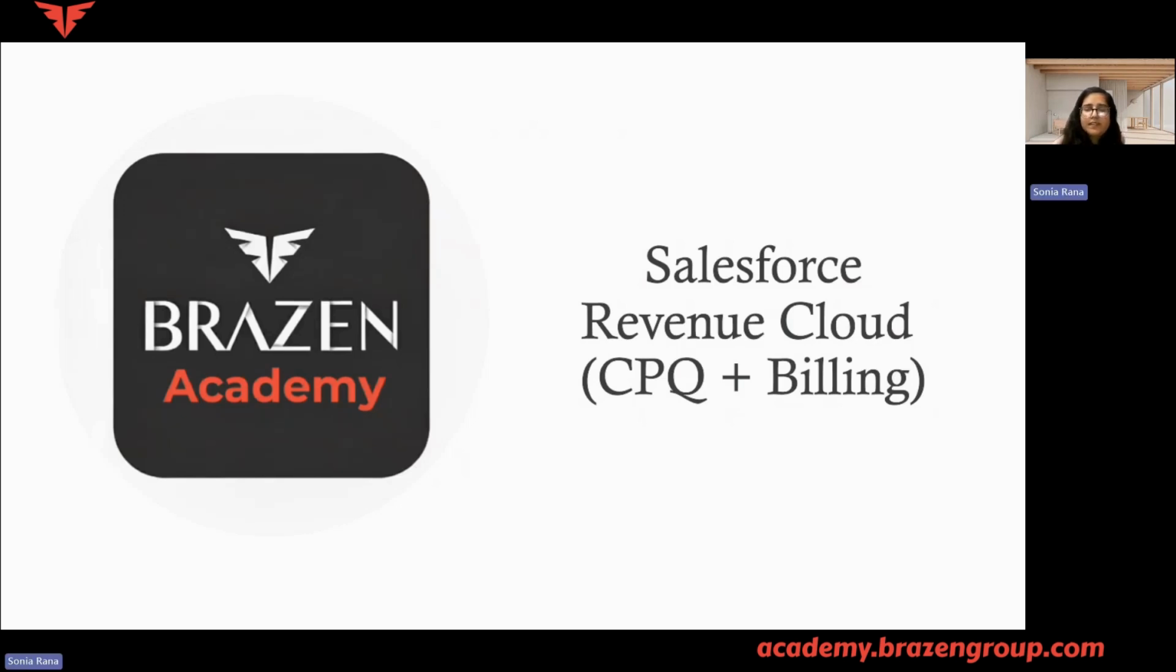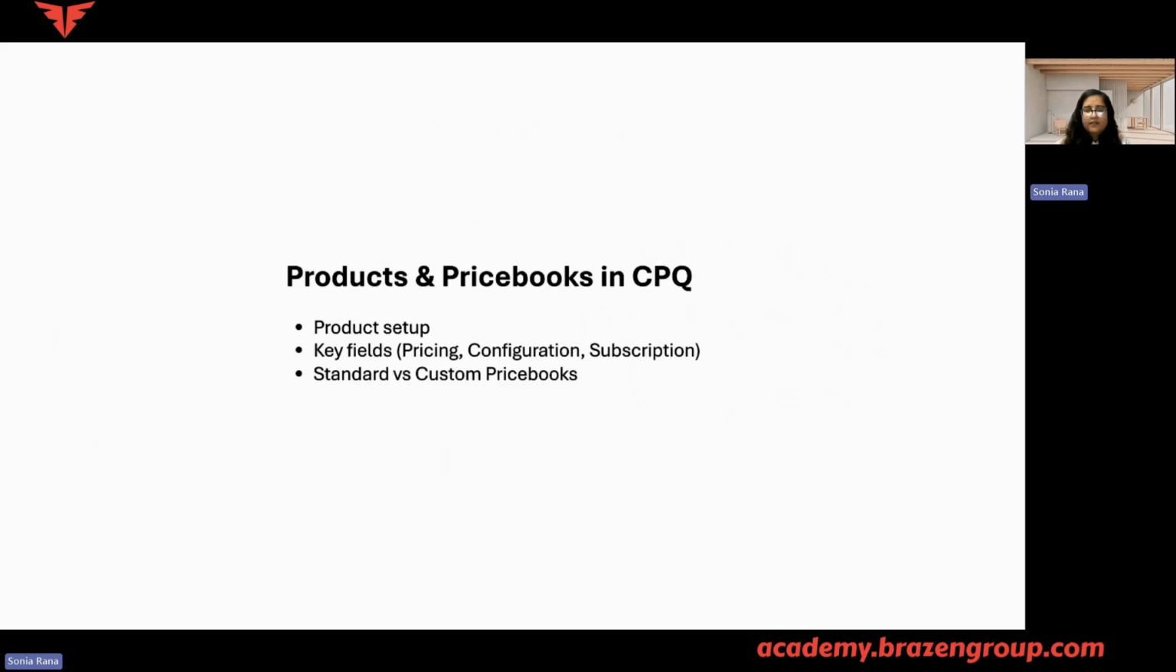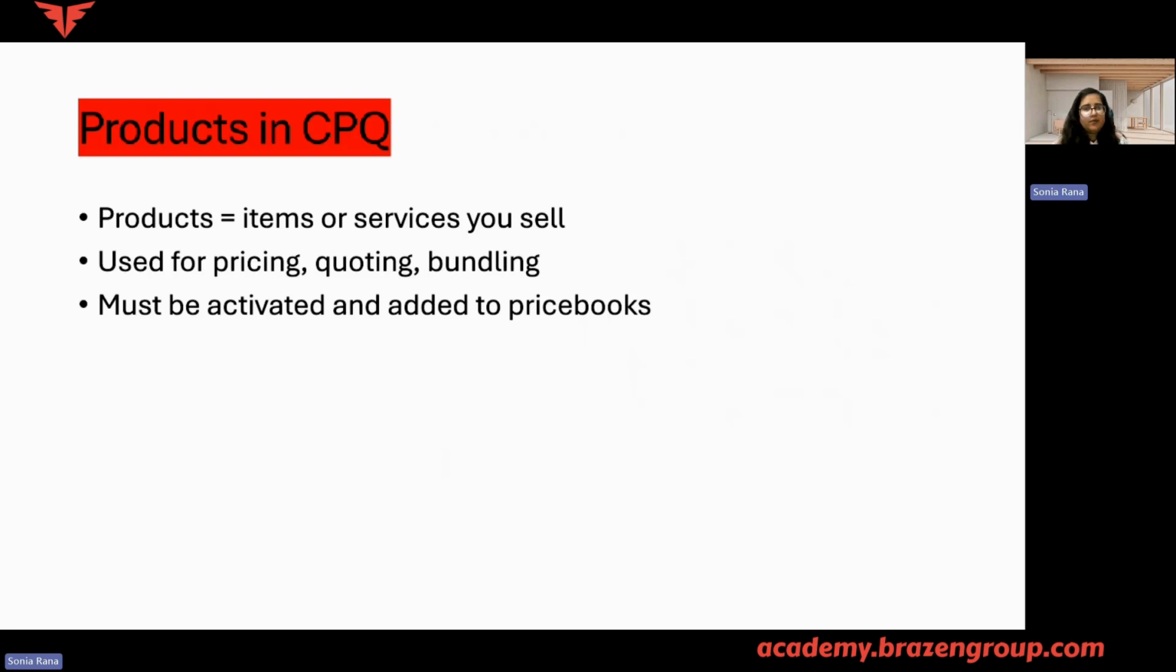So in this video, we will discuss the Revenue Cloud. In the Revenue Cloud, we will cover the topic products and price book in CPQ, in which we will do the product setup and get to know about the pricing, configuration, and subscription. Besides that, we will get to know about the standard versus custom price books. So first we have product in CPQ. What are products in CPQ? Products are the items or services that you sell, used for pricing, quoting, and bundling. Must be activated and added to the price book.